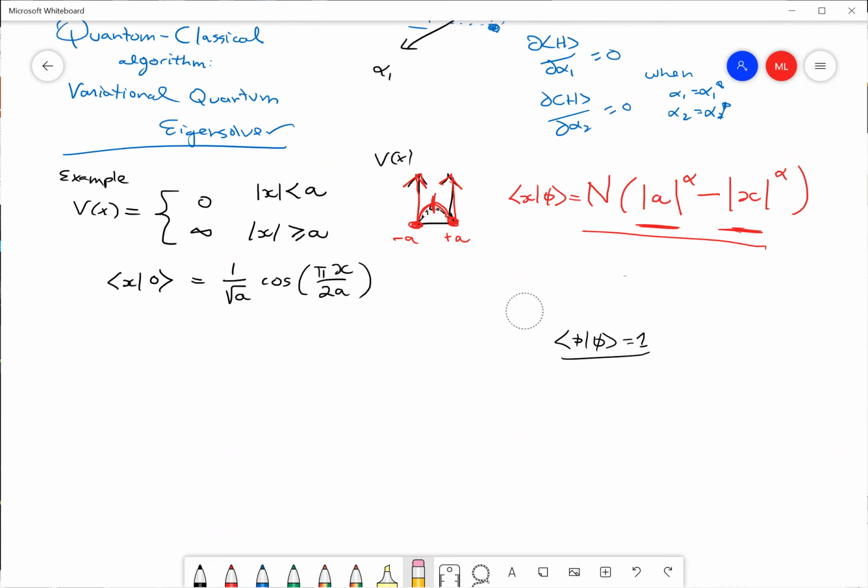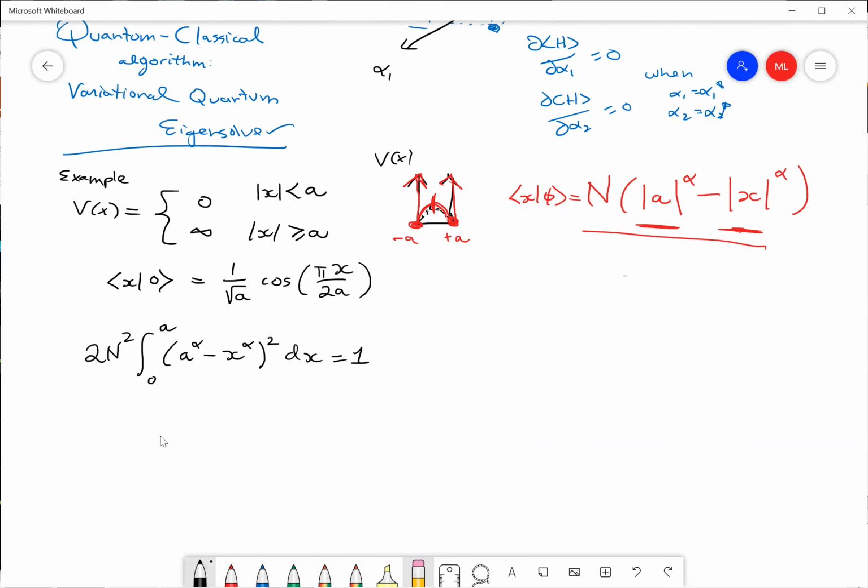In all these examples, we're normalizing. So that's the first thing you would do: you normalize this. So what do you want? You want twice N squared times the integral from 0, because it's a symmetric function around the origin, so twice the integral from 0 to a. And now we can drop the absolute values: a to the alpha minus x to the alpha, squared, dx. We just have to make sure that that's equal to 1.